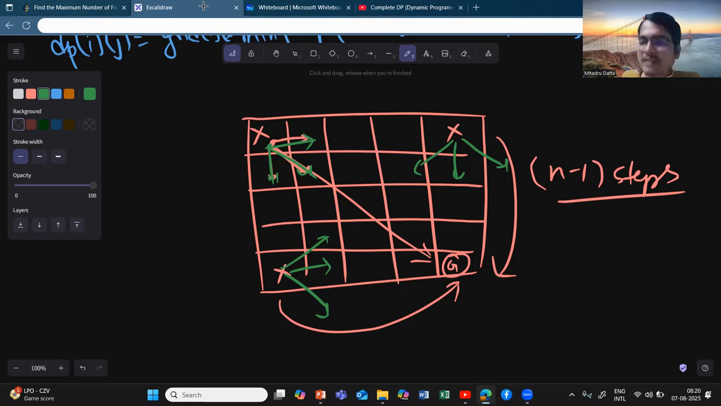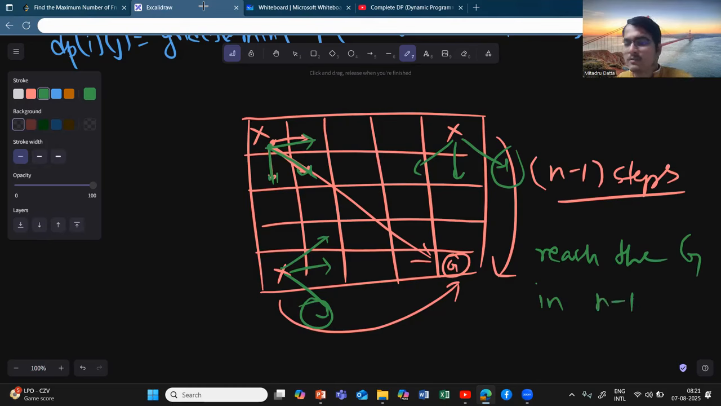And it goes without saying that they cannot move out of the grid. That's quite obvious. And they must reach the goal. So there is an additional criterion: reach the goal in n minus 1 steps. So n minus 1 steps is the exact number of steps which you can take to reach the goal.